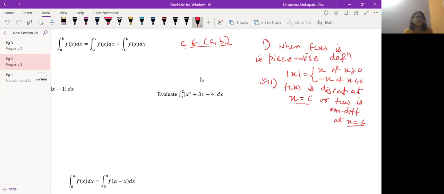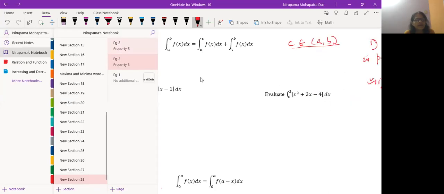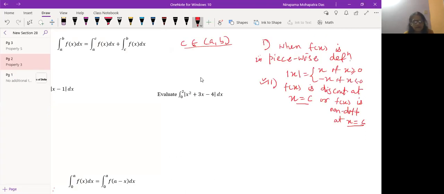So for example, suppose we consider the integral of mod x minus 1 dx. I'm not getting full screen. Anyway, so we have the integral of mod x minus 1, from 0 to 2, dx. This is the question.